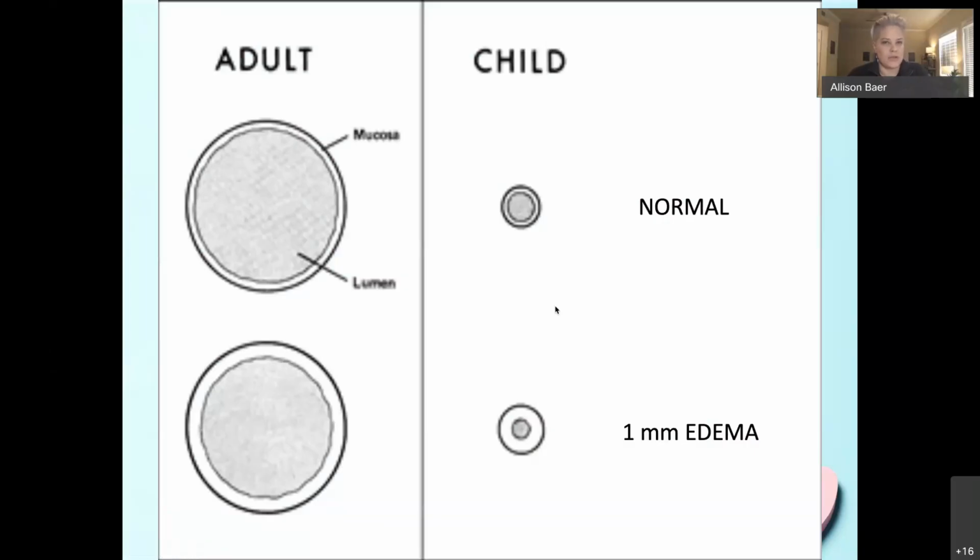So this is a picture of what I was talking about, the diameter of the airway. An adult starts out big and their mucosal lining is relatively a small part of their airway. This is showing 1 millimeter of edema. That edema is only going to affect the adult airway a little bit, maybe 10% smaller here, but in a normal child's airway, that 1 millimeter of edema is significantly affecting their airway.